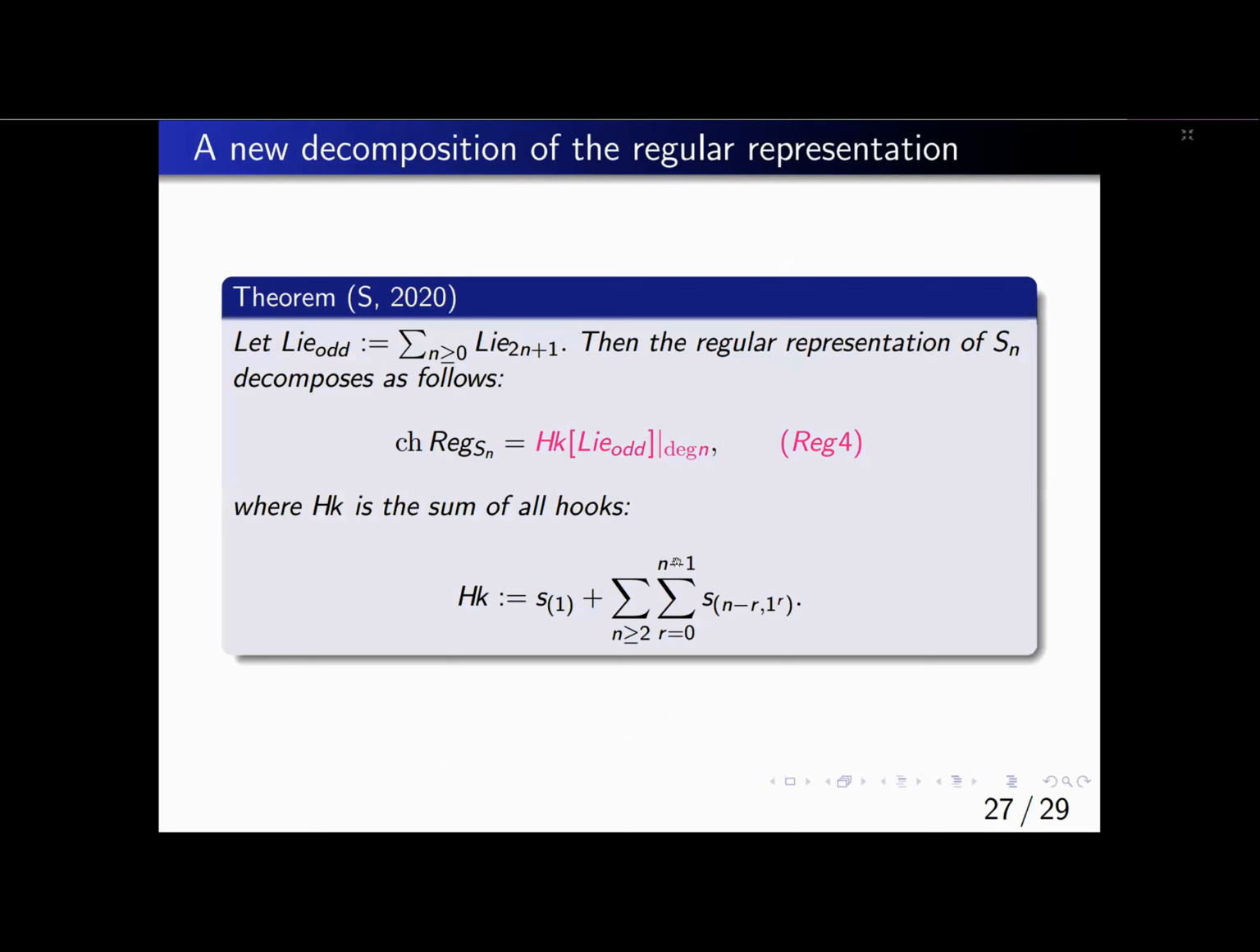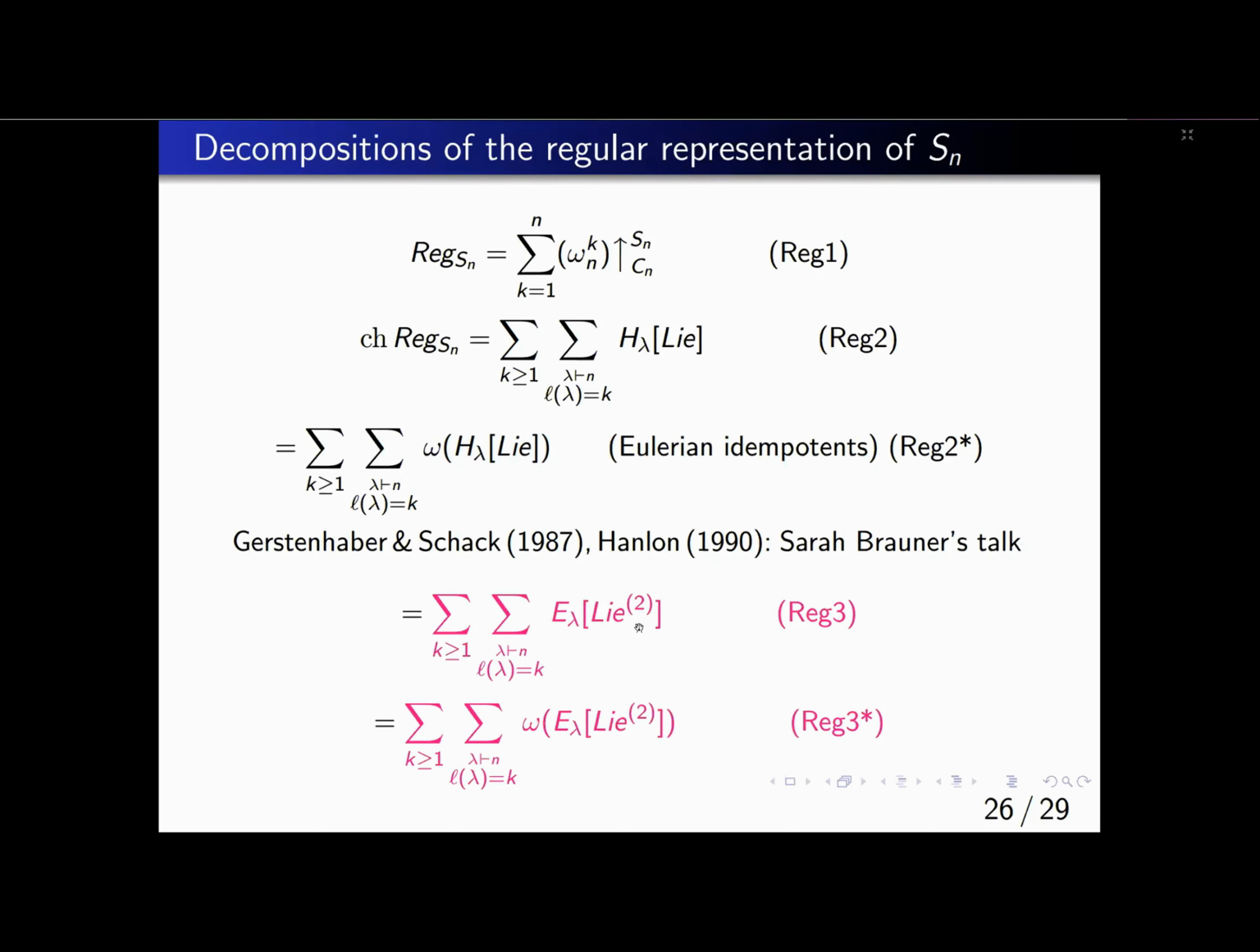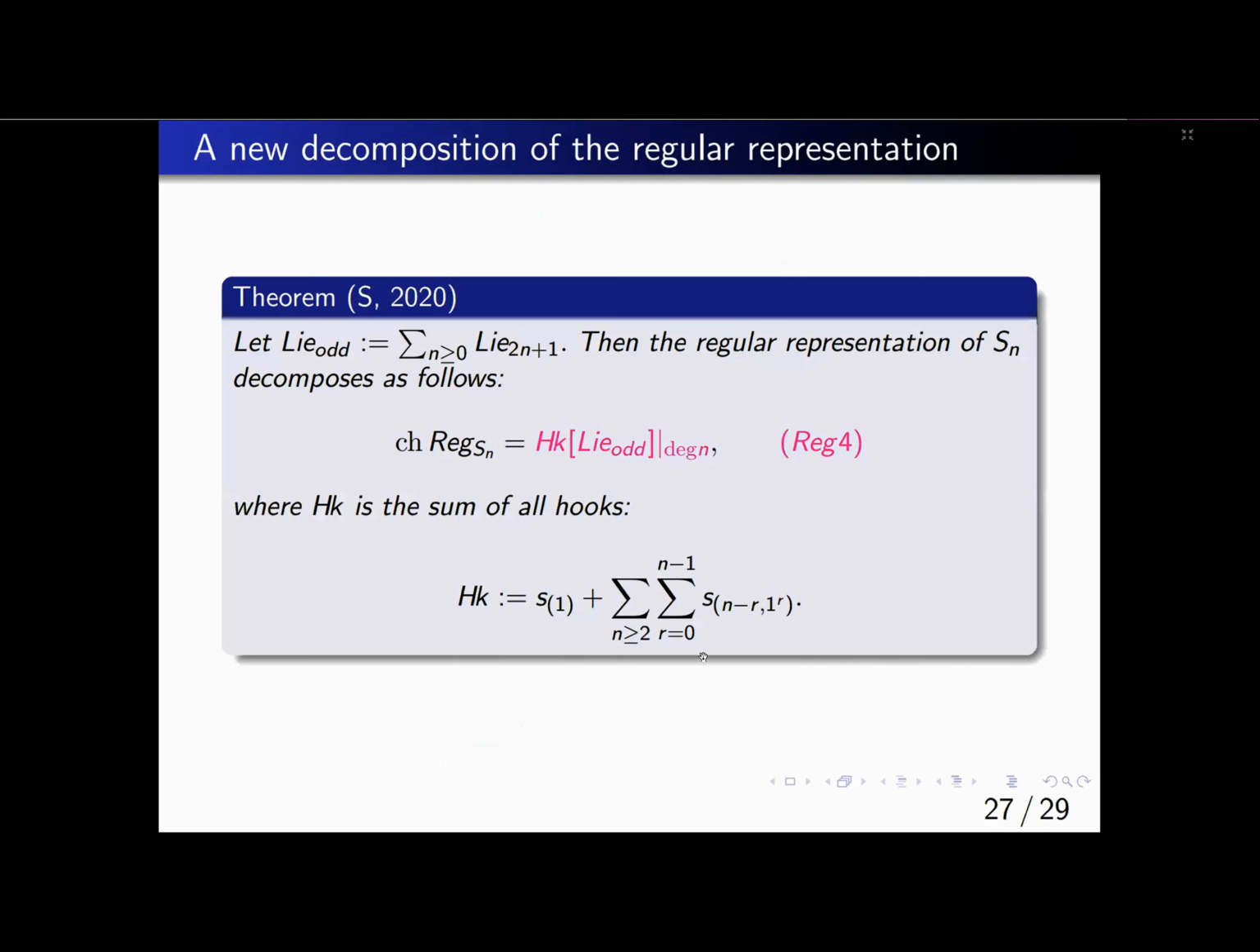Okay, then there was the variant of Lie that I mentioned, which also gives you two decompositions of the regular representation. And the last thing I want to end with is what I think is a new decomposition of the regular representation that comes from these odd Lie modules. And it actually comes from that plethystic inverse calculation from Richard's conjecture. It says that the regular representation decomposes like this.